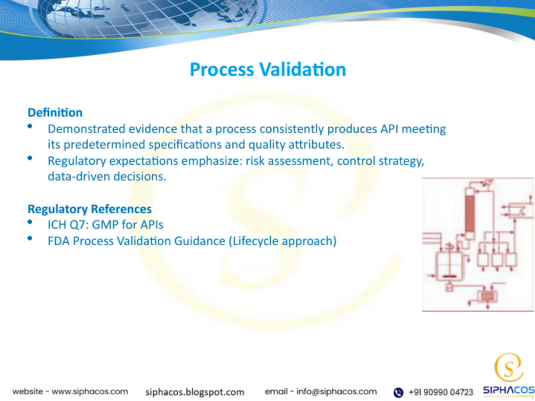Now, looking at the regulatory references, we see important guidelines like ICH Q7, which covers GMP for APIs, and the FDA's process validation guidance, which adopts a life cycle approach. This life cycle approach highlights that validation isn't a one-time event, but an ongoing process throughout the product's life. In summary, process validation is critical to ensure quality and compliance, and it's supported by these key regulatory frameworks that guide how we establish, monitor, and maintain process control.